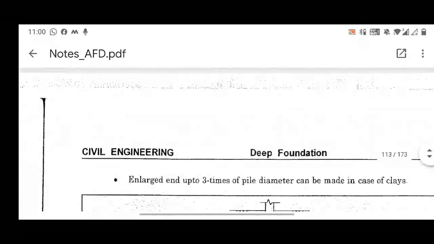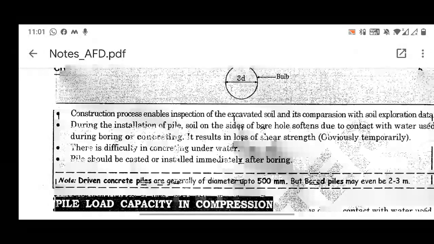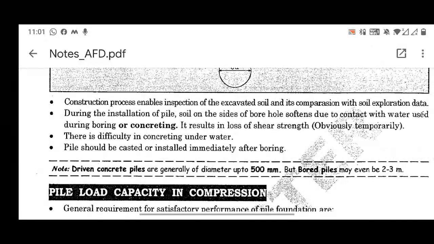Now in this case, we have an example of an under-reamed pile. That is the example of a bored cast in situ pile. And in this case, we have a shaft. If the shaft diameter is D, then the bulb diameter will be 3 times the shaft diameter. Now, the construction process enables inspection of the excavated soil and comparison with the soil exploration data, right? So during the construction process, you can inspect the hole, you can inspect it layer by layer, and you can compare it with the soil exploration data that is already there with you.